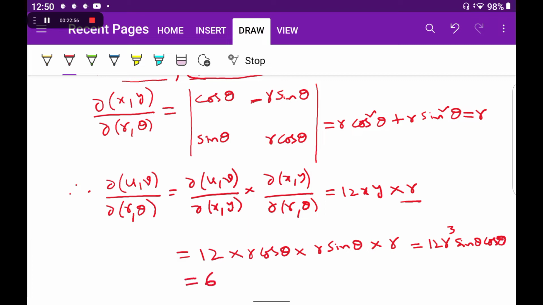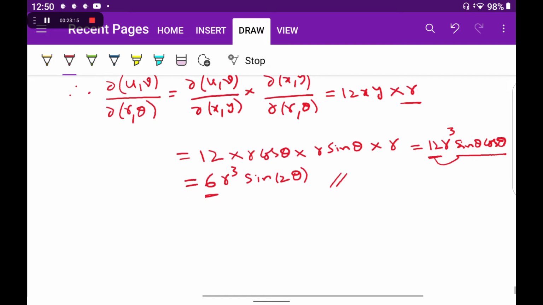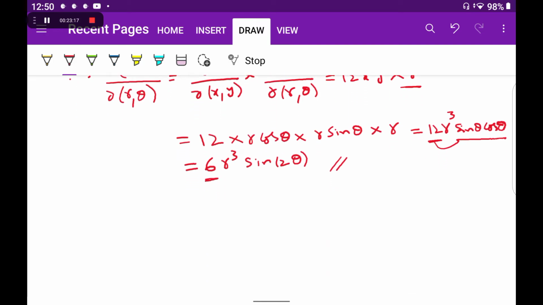So you can write 6 r cube. Remaining you will be having 2 as a factor. So 2 sin theta cos theta is sin 2 theta. The remaining factor 6 is written here.